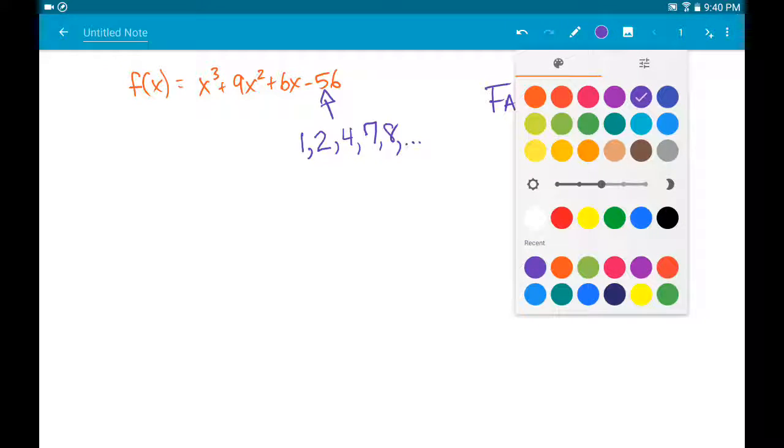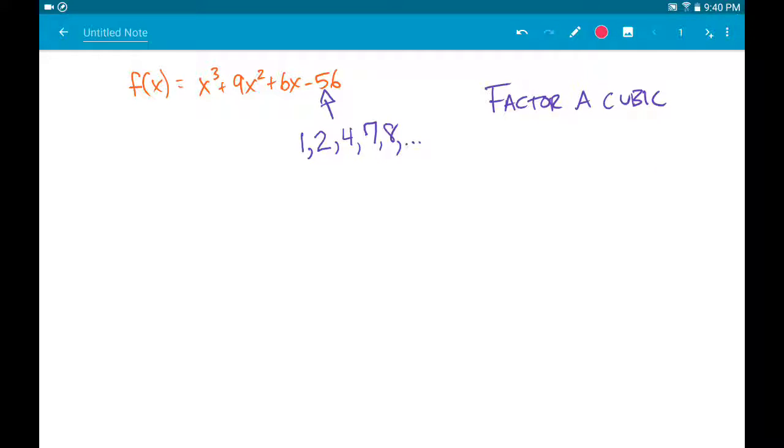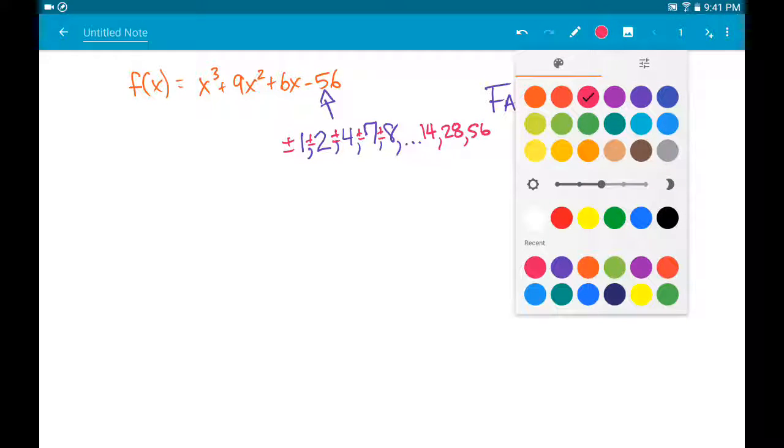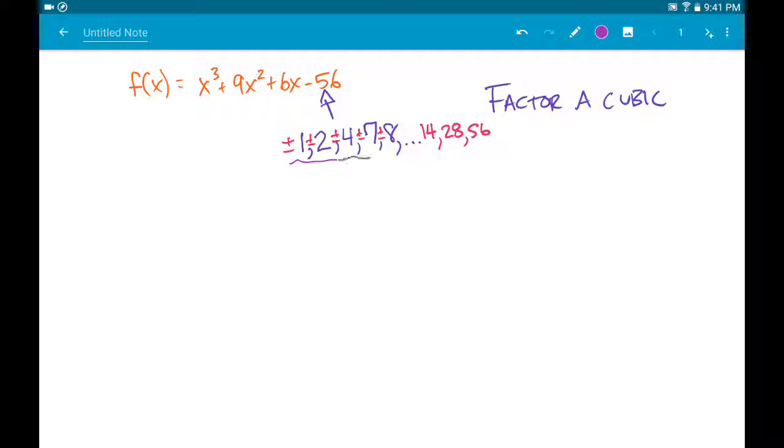And because it's a negative 56, we also have to keep in mind that the negative versions of these integers could also be factors of this polynomial. I guess if we want to be thorough, 14 would work, 28 would work, 56 would technically work. My bet is that we're going to find a factor that is one of these smaller numbers, and it'll kind of trickle down and give us the other two factors, hopefully.